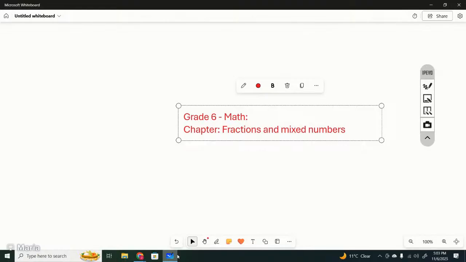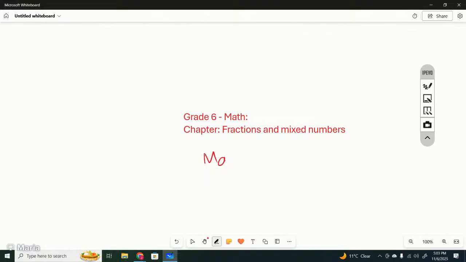You can find all the lessons on aplusstudents.com. You have to log in there using your email address and password provided by the administrator. Then you have to select math from the subject tab. Scroll down to grade 6 math and then click on view all lessons. There you can find the list of the chapters. We're going to start with the chapter fractions and mixed numbers.